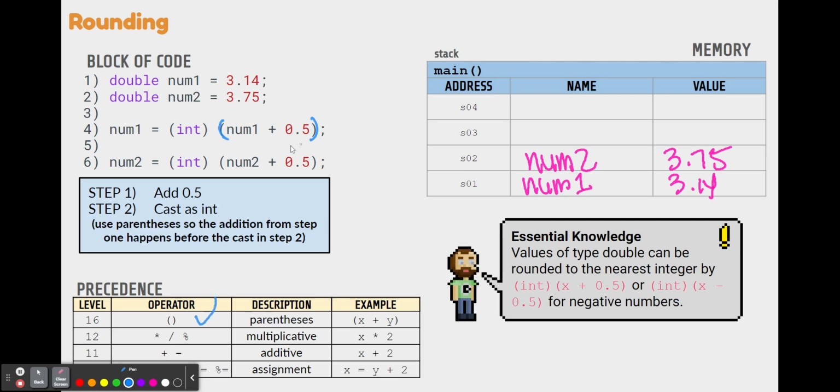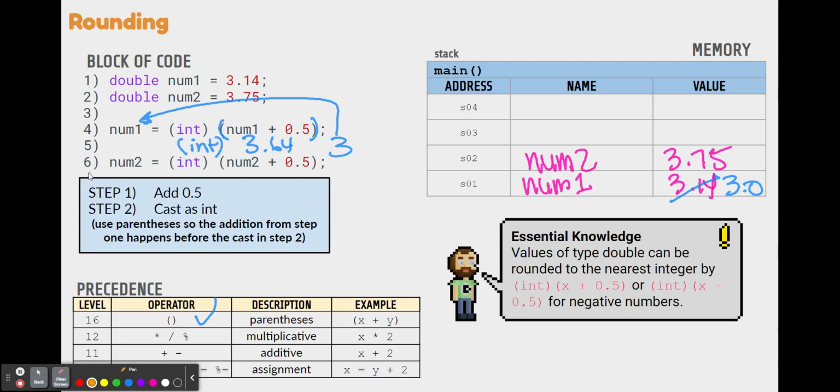So when we evaluate that right side, we have num1 plus 0.5. That evaluates to 3.64. We still had our cast operator to handle next. So when we cast 3.64 to an int, that turns into a 3. And we're going to take that 3 and put it into num1. Now, num1 is a double, so when we put that value in there, Java will implicitly cast that as a 3.0. We're trying to put an integer into a double, and Java will implicitly cast that back up.